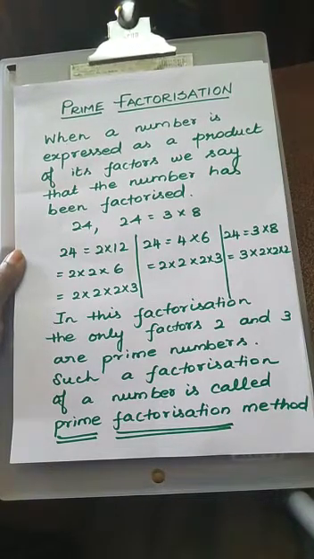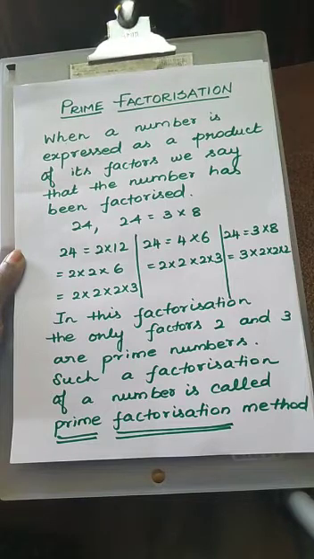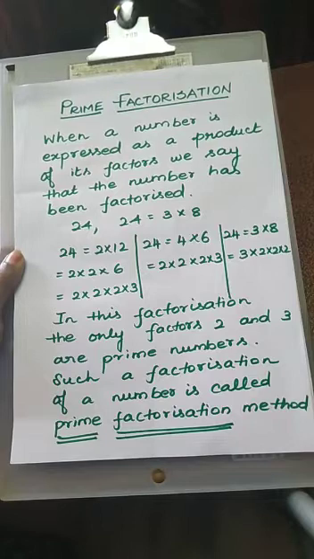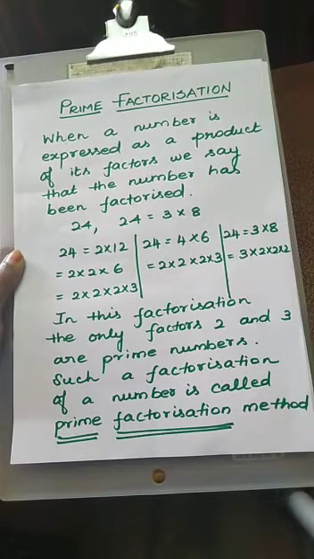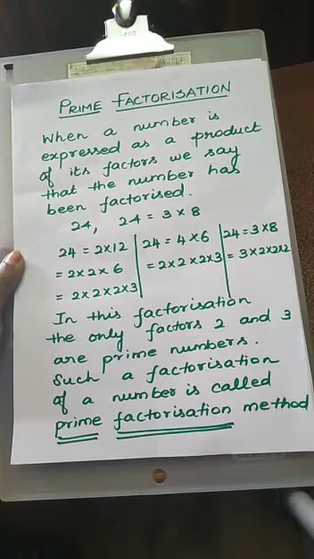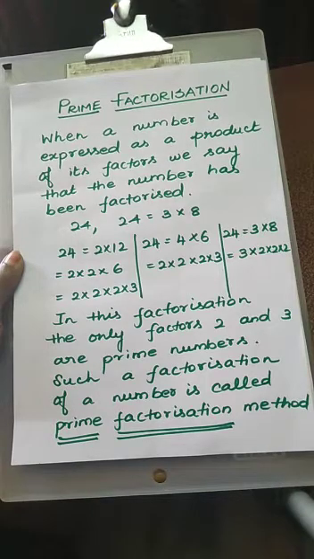Okay. And what is a factor actually? A factor is an exact divisor of the number. Suppose you take a number 10. What are the factors of 10? 1 divides the number 10, 2 divides the number 10 and 5 divides the number 10. 10 also divides the number 10. So we write 1 into 10, 2 into 5 like that. Okay, these are the factors of 10.